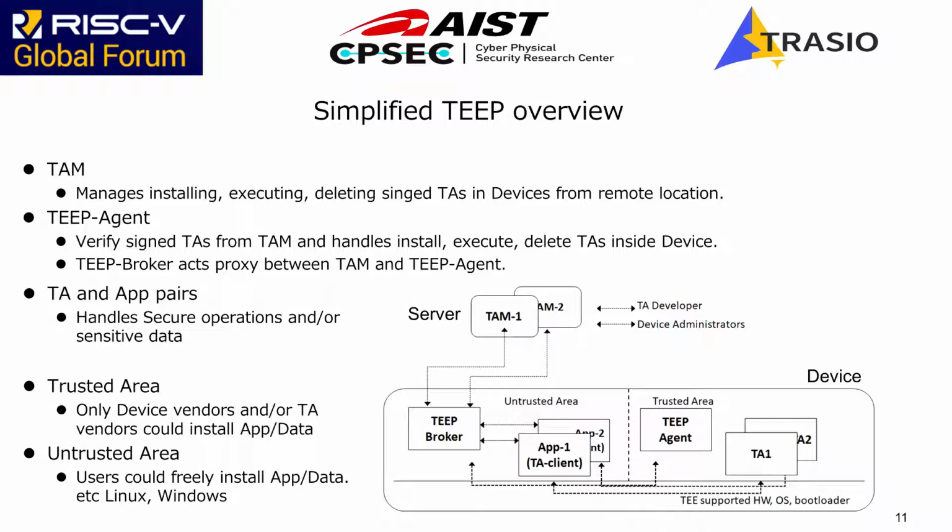And the next is how to execute. The TEEP broker will ask the TAM to initiate the execution. So the TAM will send the message again to the TEEP broker, and the TEEP broker will relay the message to the TEEP agent. And if the message is verified as a real message from the TAM server, then it's going to execute the TA in the TEE. And it goes the same way for delete. That's a very simplified way of how it works in TEEP.